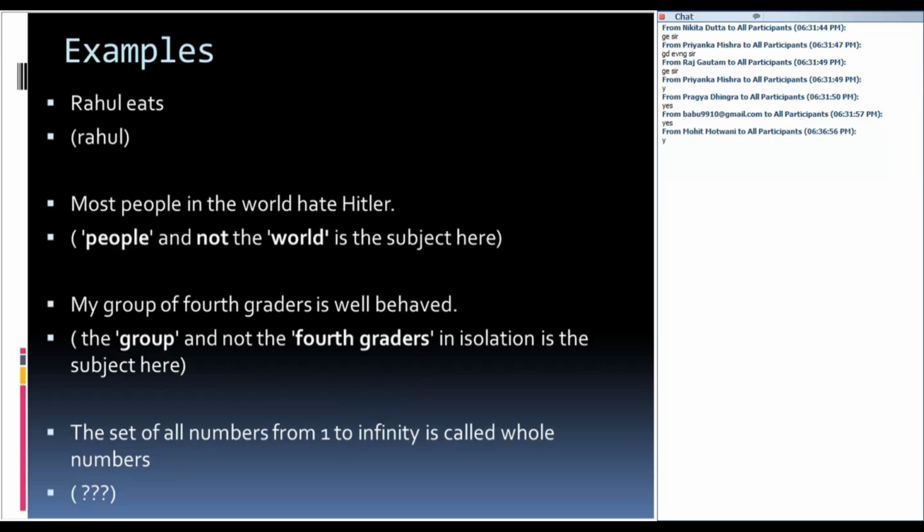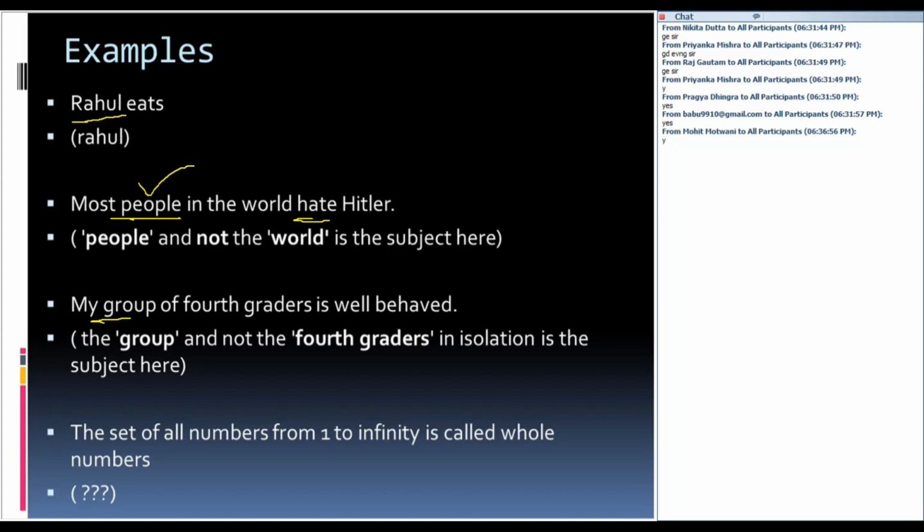Now, there are some examples here you can see. It says Rahul eats. So who eats? Rahul. So what is the subject? Rahul. In number 2, it says most people in the world hate Hitler. So who hates Hitler? People. What is the subject here? People. Who is performing the action? People. So people is the subject here. Similarly, when I say my group of fourth graders is well behaved. So who is well behaved? The group. The group is well behaved.